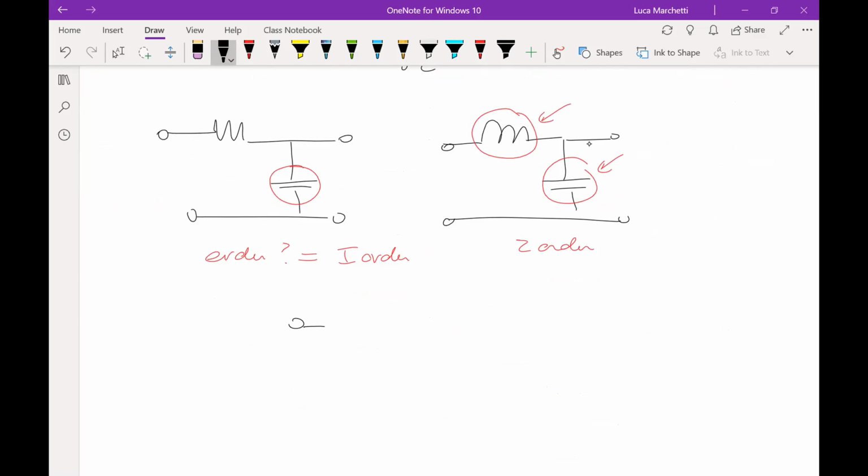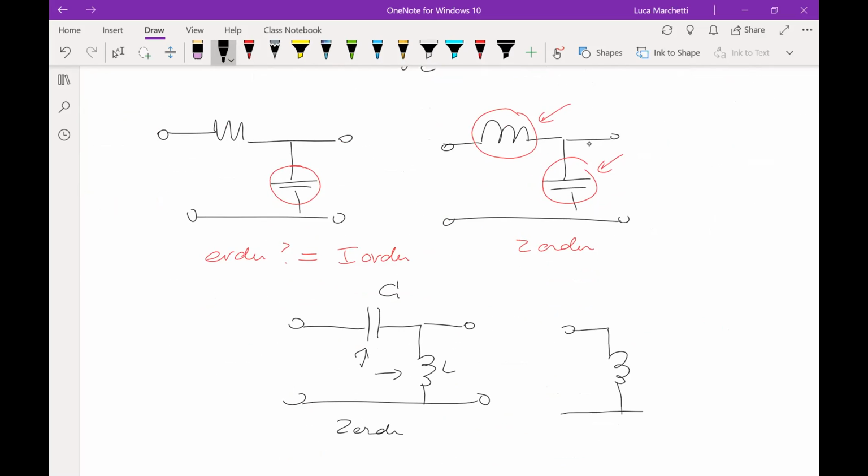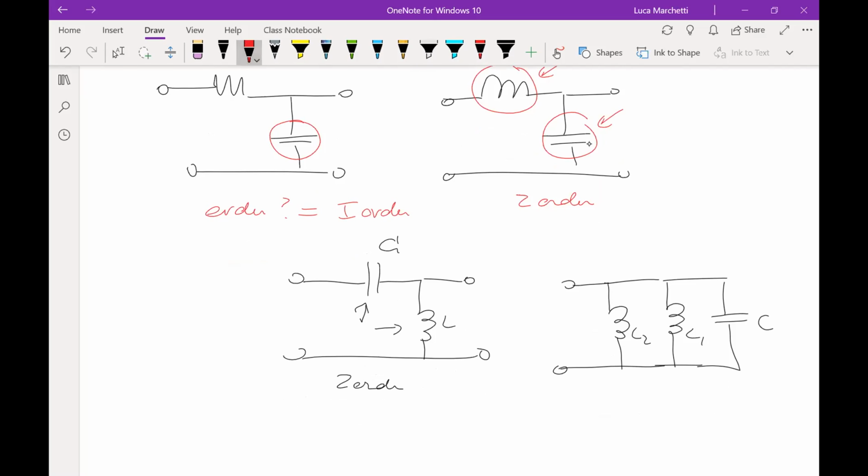Let's consider another example, maybe like this. What is the order of the filter? Here we have one capacitor, one inductor, and then we have second order. And then I want you to answer me in the chat about this question here. What is the order of this filter here? Of the last one that I drew. So let's see if you understood. What is the order of the filter here?